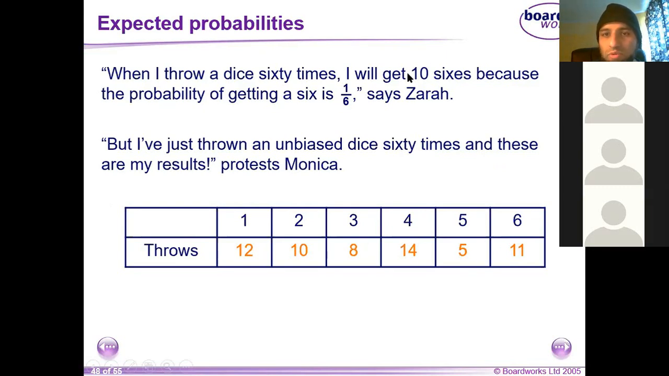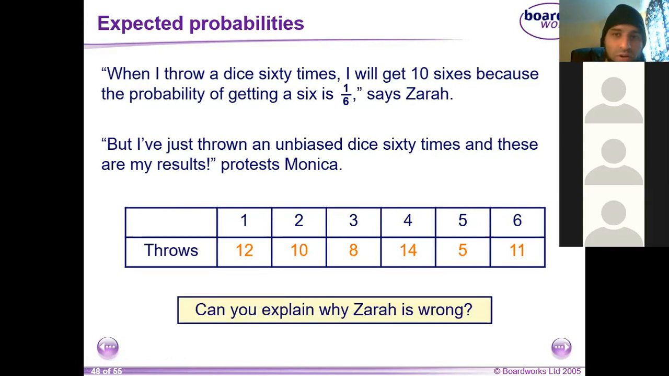A 3, 8 times, which is not too bad. A 2, exactly 10 times. A 1, 12 times. Most of the answers are close to the expected probability, but on occasion you'll get one answer that's very far from it. So what the expected probability does is give you a good idea of where the answer is roughly going to be most of the time. But it can't account for those random things as well. So it's got some benefits where you get a rough idea, but you don't get an exact idea. So Zara is wrong, but she's got a rough idea of what's going on.